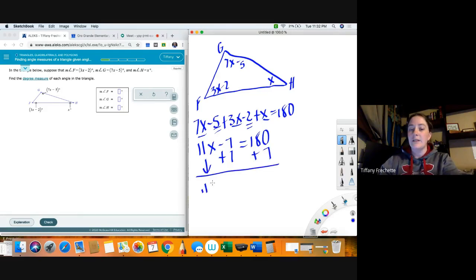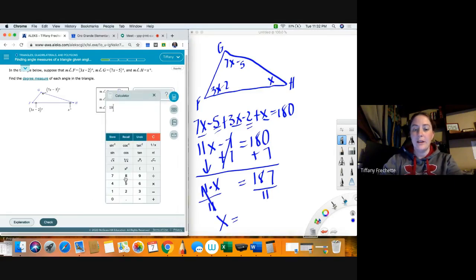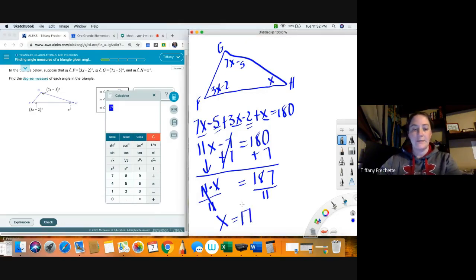And I get 11x. Negative 7 plus 7 cancels, and I get 187. All right, my last step: this is 11 times x, so I'm going to undo that multiplication. 11 divided by 11 is 1, so x drops down. We're going to grab our calculator here. We're going to take 187 and divide that by 11. All right, so we get 17.